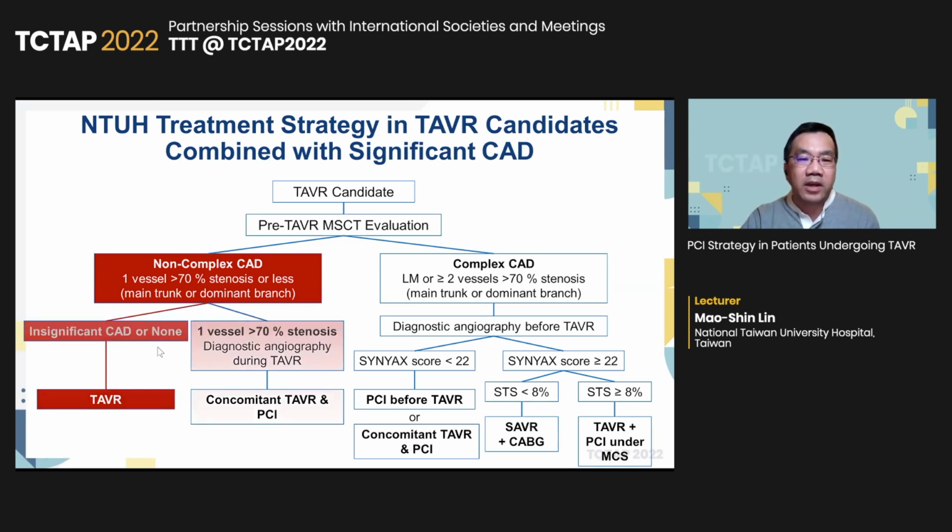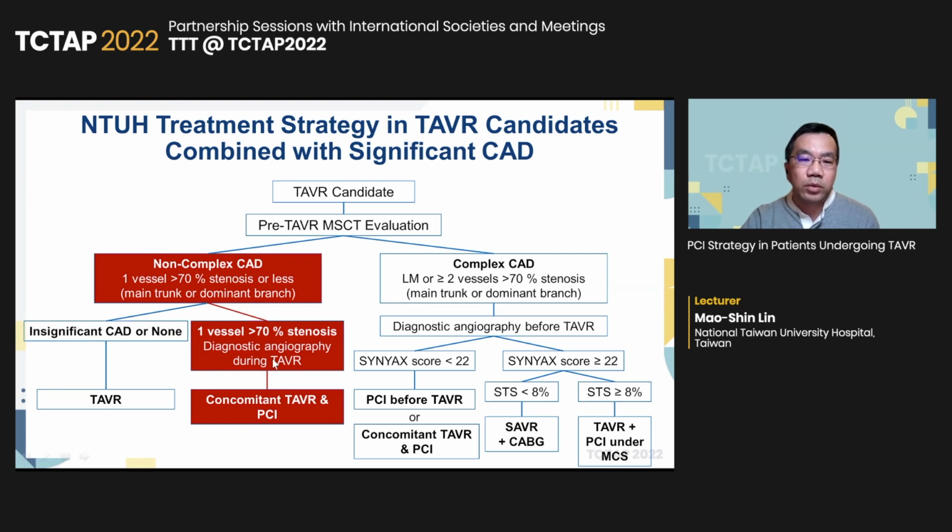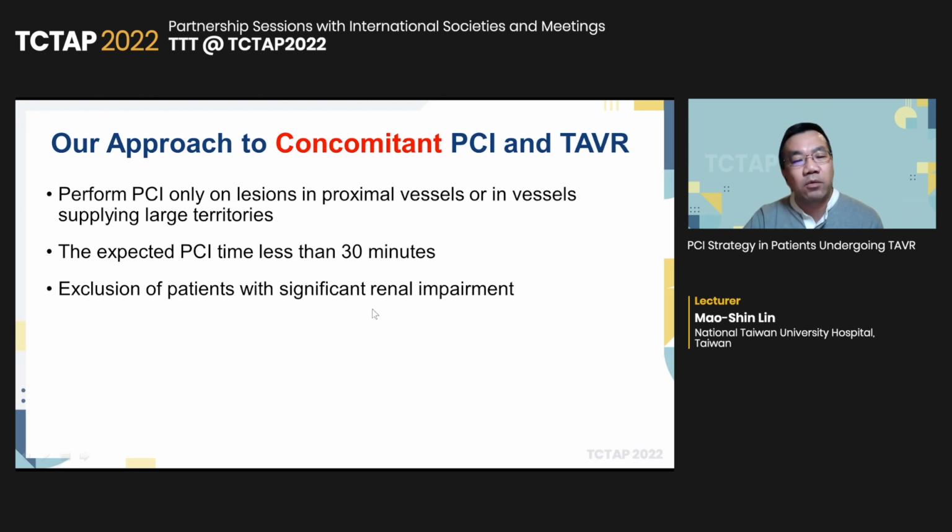But if the MSCT found one vessel disease, we do a diagnostic angiogram during the TAVR, and do PCI as a concomitant procedure, depending on what we find on the angiogram. Our approach to concomitant PCI has some rules: we only perform PCI in a lesion in the proximal vessel or in a vessel supplying a large territory, and the expected PCI time is less than 30 minutes. Of course, if the patient has significant renal impairment, we will not do the concomitant procedure.